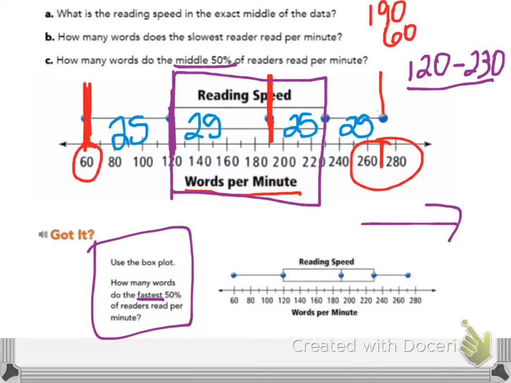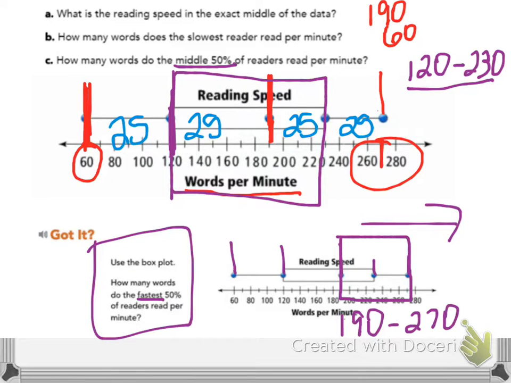So we're going to look for our median. Remember, here's our minimum, here's our lower quartile, here's our median, here's our upper quartile, and here's our maximum. So here's our median. We're looking for this group right here. This group right here is how fast. So we know that the median speed is 190, and our fastest speed is 270. So our top fastest 50% of the readers read between 190 to 270 words per minute.